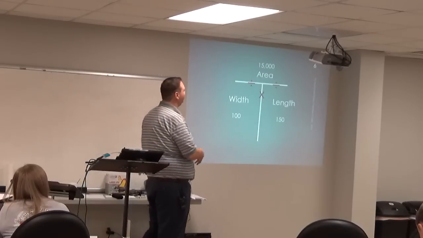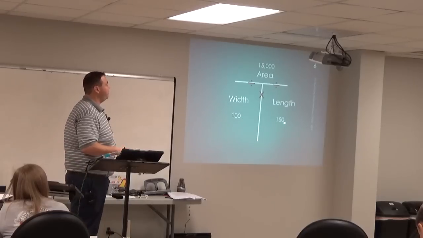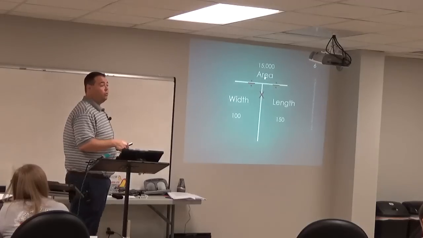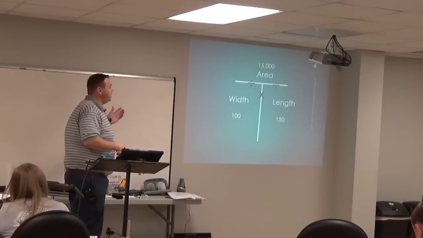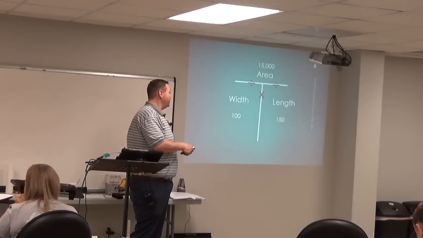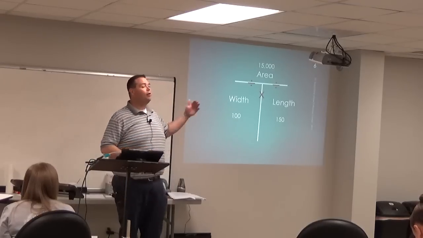And this just gives you an idea of what it looks like to plug numbers in there. If we have a width of 100 feet and a length of 150 feet, well 100 times 150 equals 15,000 square feet. Okay? So again, area would equal length times width, and length would equal area divided by width. It doesn't matter how you plug it in.